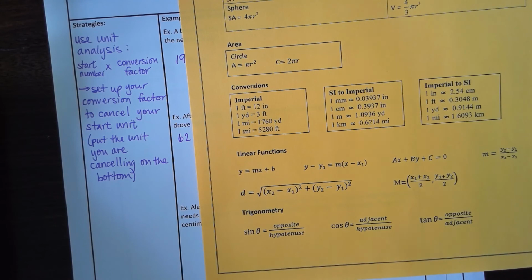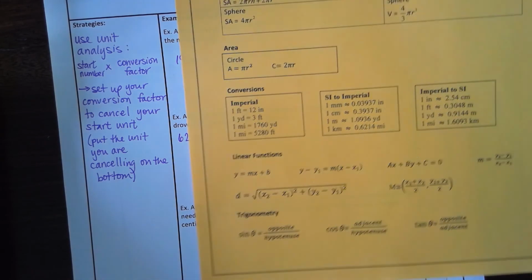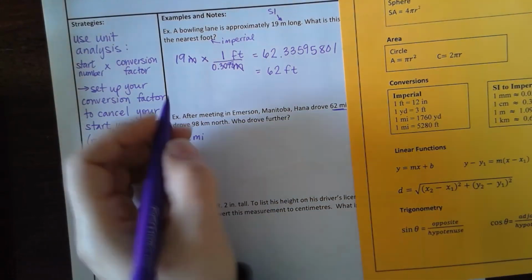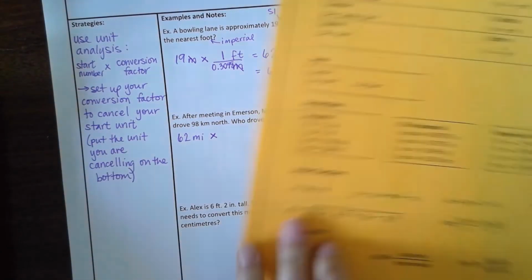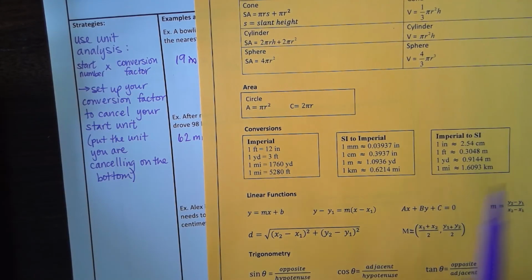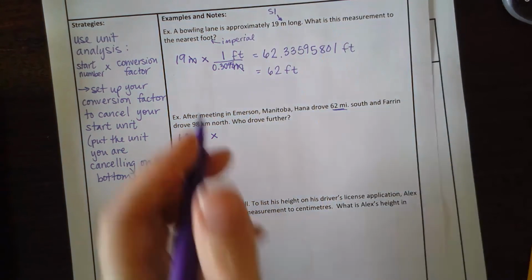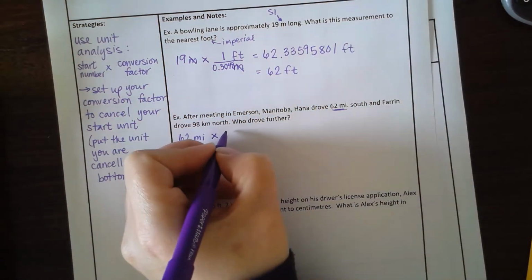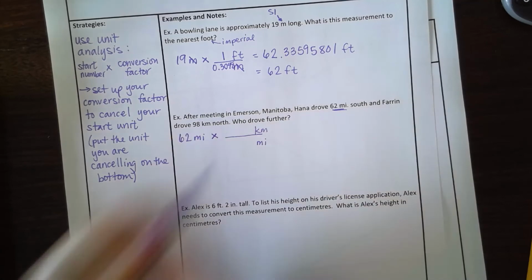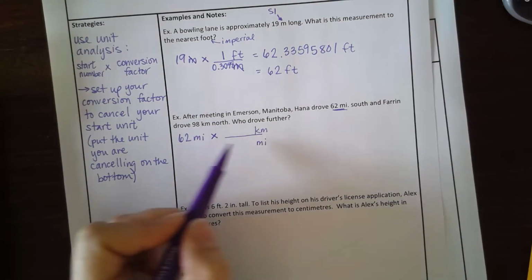So just so we're doing a slightly different calculation, I'm going to do 62 miles and I'm going to multiply. I'm going to use this conversion factor here where 1 mile equals 1.6093 kilometers. So I'm going to set it up so that I have miles down here and kilometers up there, right? So we can see our miles are going to cancel.